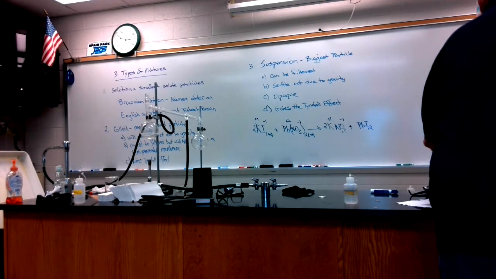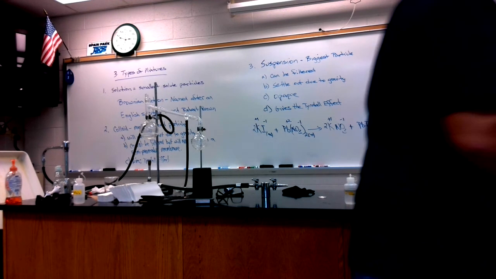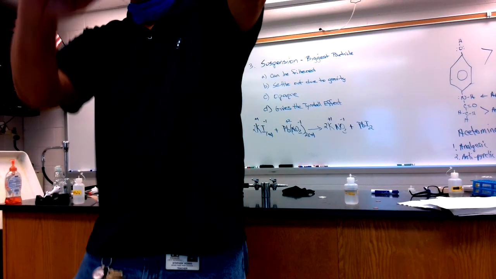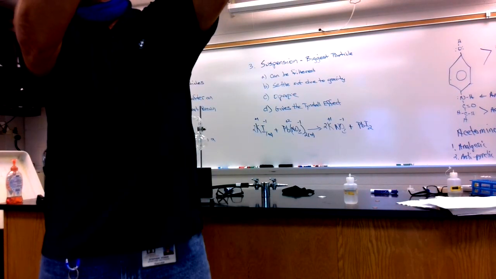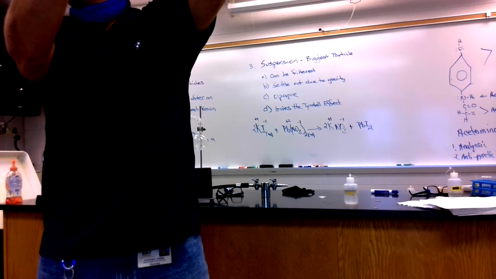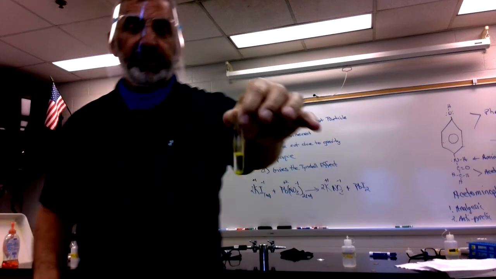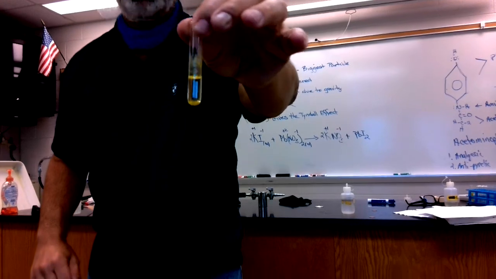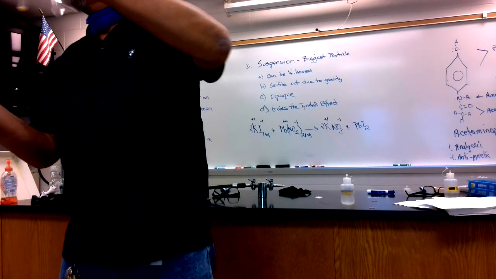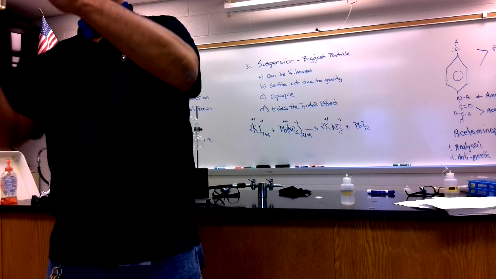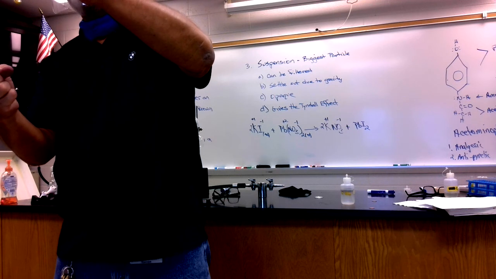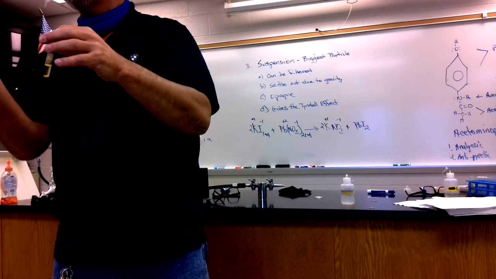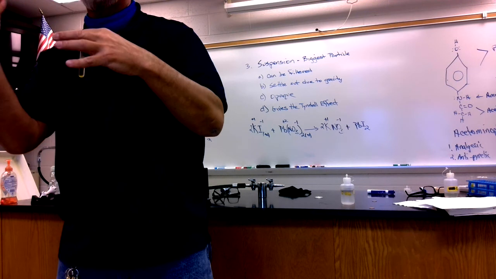So this is the one I did in first period. You can see all of the yellow now is pretty much sitting at the bottom. It's settled out due to gravity because the particles are too big. Too big for the water to keep it suspended. So in a suspension, they settle out due to gravity. Colloids and solutions are small enough that they stay suspended because of Brownian motion.